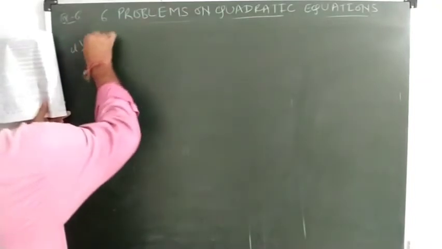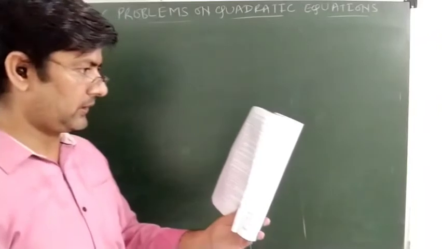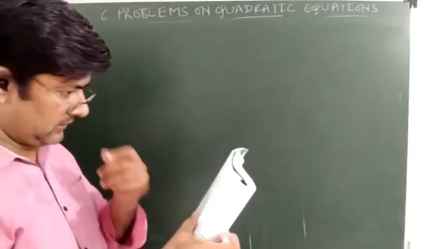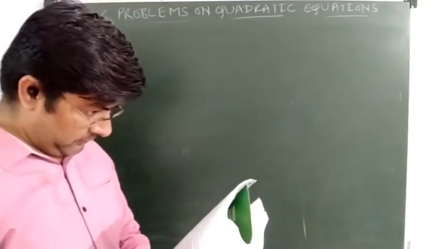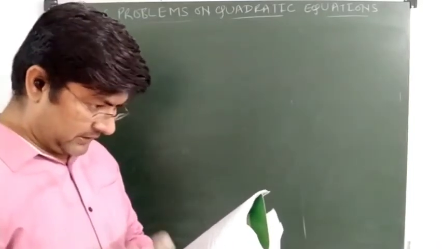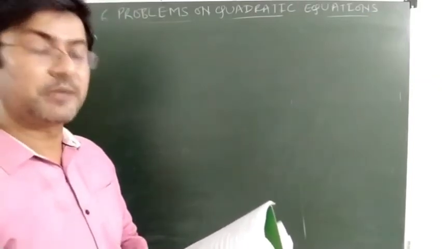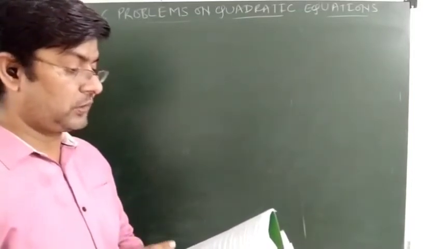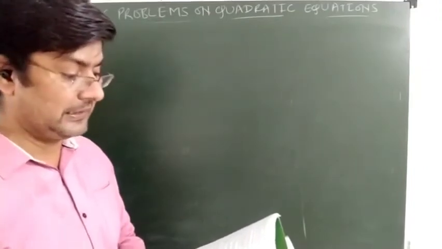Question number 10. A number consists of two digits whose product is 18. If 27 is added to the number, the digits interchange their places. Okay, we are given a number which consists of two digits, so we have to find out a two-digit number, clear? Such that the product of whose digits is 18.